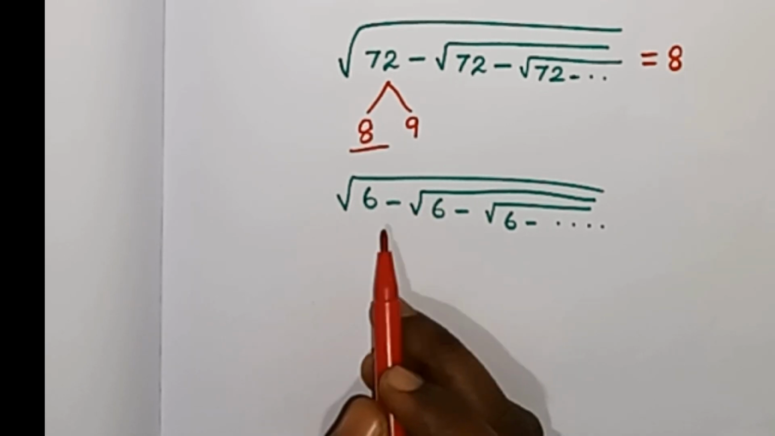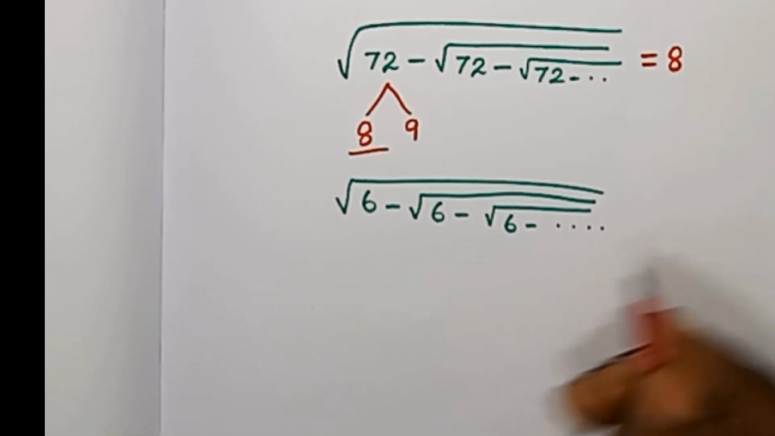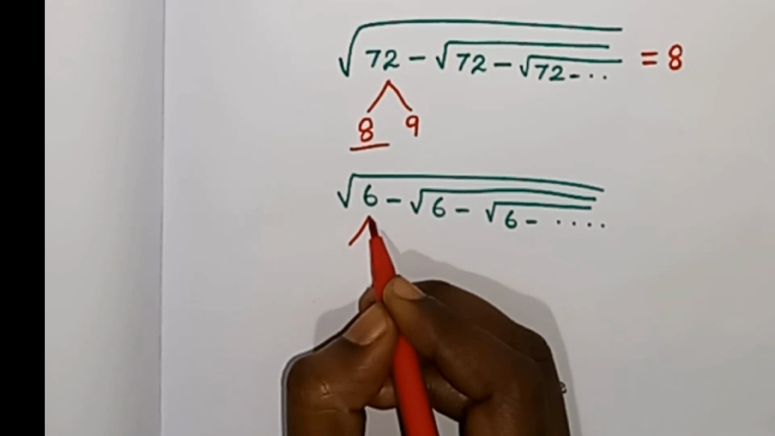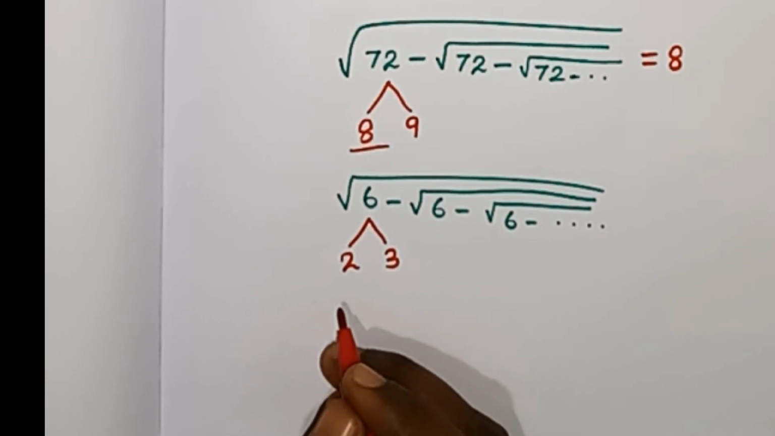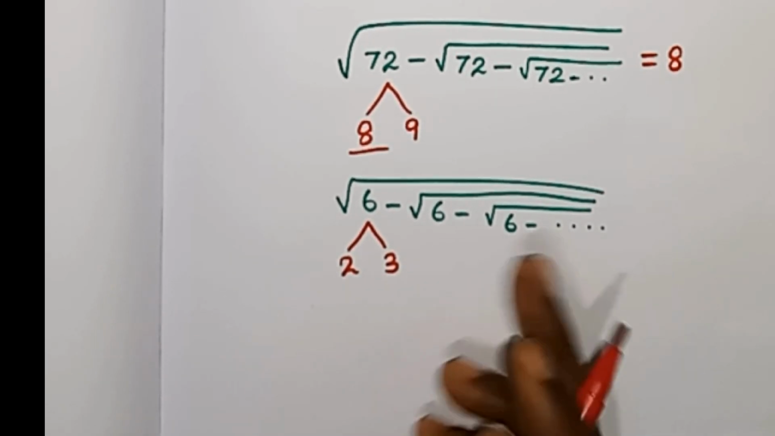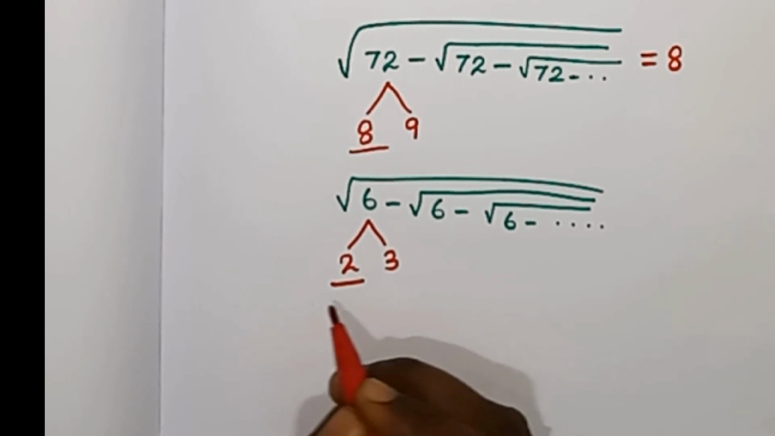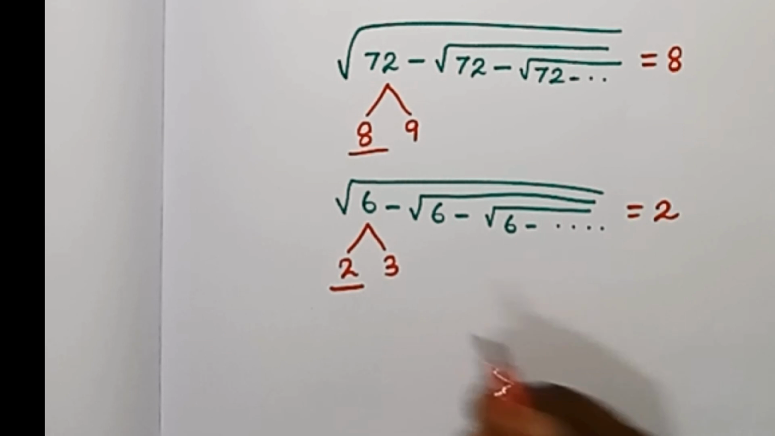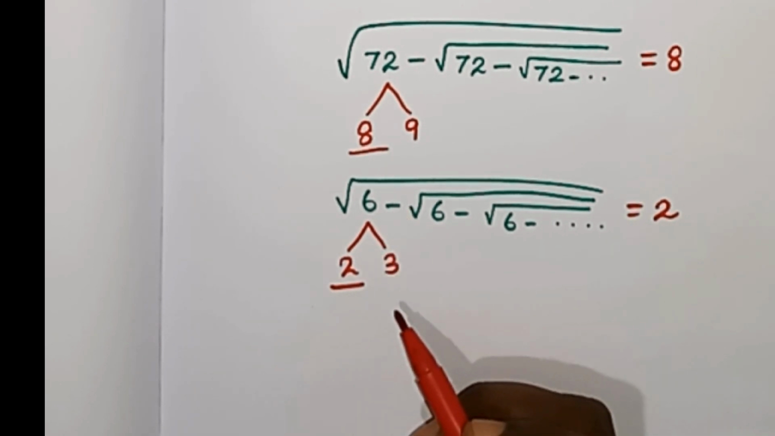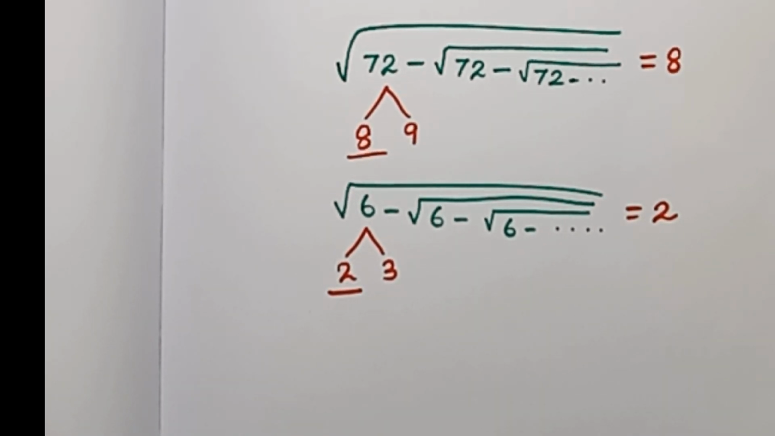Here root 6 minus root 6 minus root 6 up to infinite. Find the factors. 2 threes are 6. The difference must be 1. So minus sign, so the answer is 2. Suppose they are given plus, you have to take 3. Minus means you have to take 2. This is type 2.